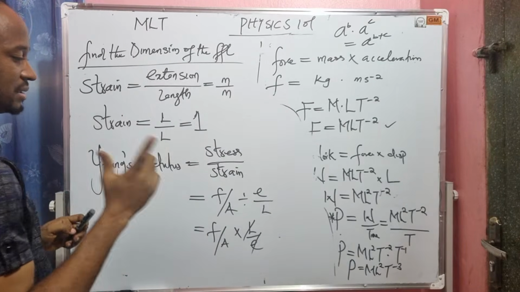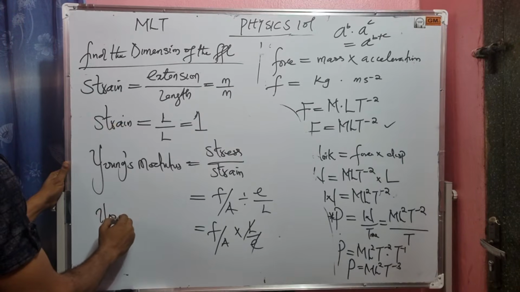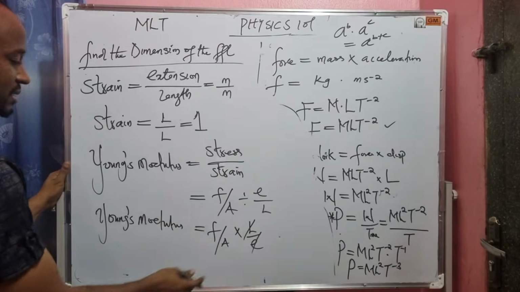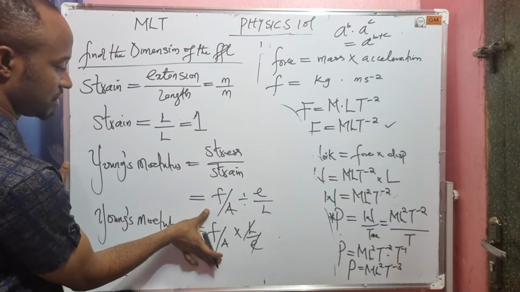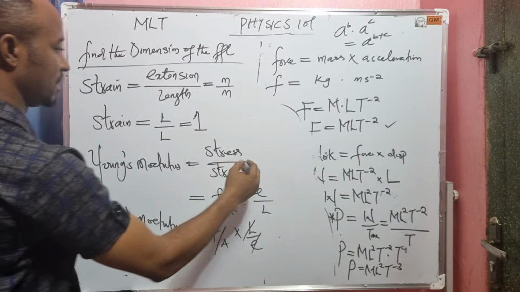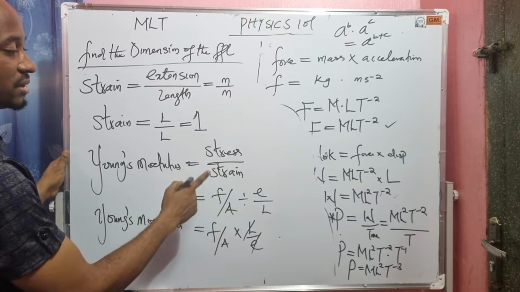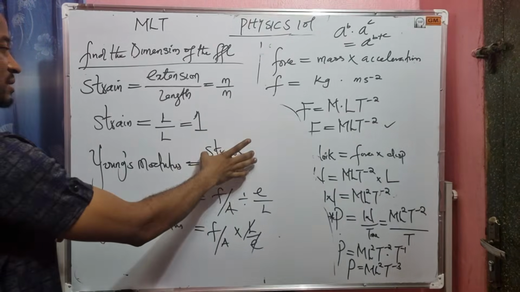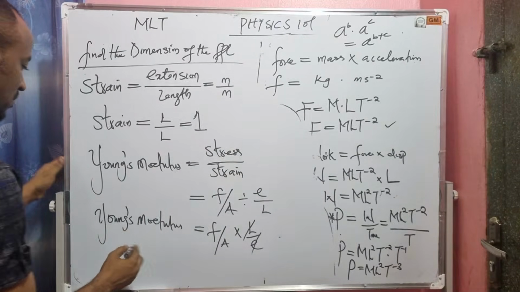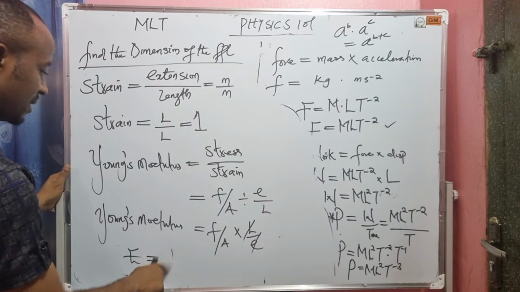So I can say that the dimension of Young's modulus is the same as that of pressure or stress. Because if strain has no dimension, this is like saying stress over 1. So that means the dimension of stress is the same as that of Young's modulus.